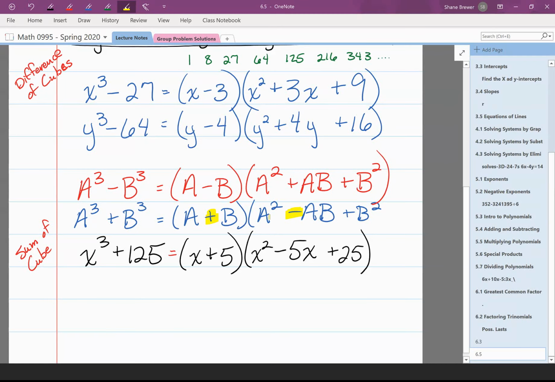Notice the last signs are the same, right? The two pluses are equal. But if you're ever factoring a difference or a sum of cubes, those are the two formulas that you use right there. Okay. All right.